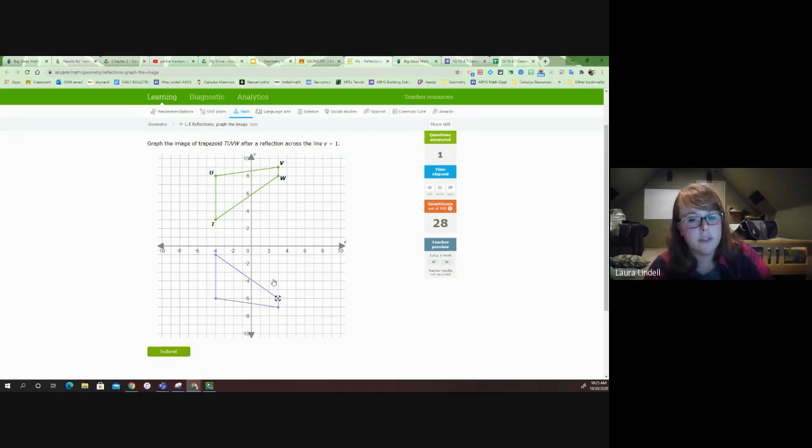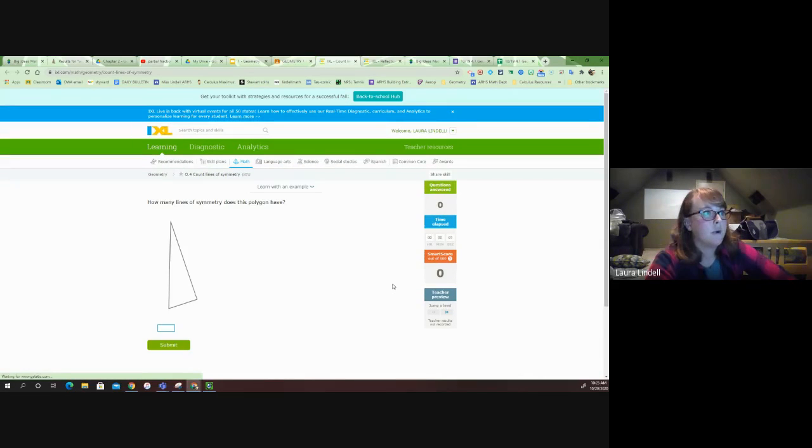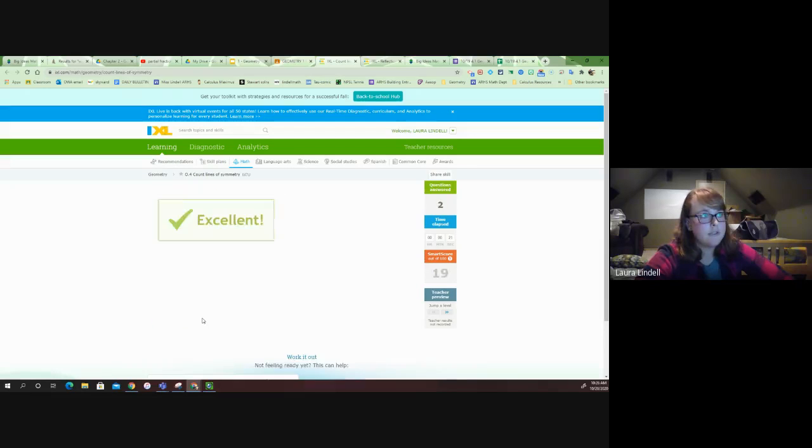I'll show one of the lines of symmetry ones, and then anyone who does not need any extra help or want any more examples is free to go after that. On counting lines of symmetry here, it's going to show you a shape. And you want to count how many lines of symmetry does this shape have. This in particular one that we're starting with, I don't think has any. But this one has a line of symmetry right here. And that's the only line of symmetry that it has. So I would say one line of symmetry and submit.